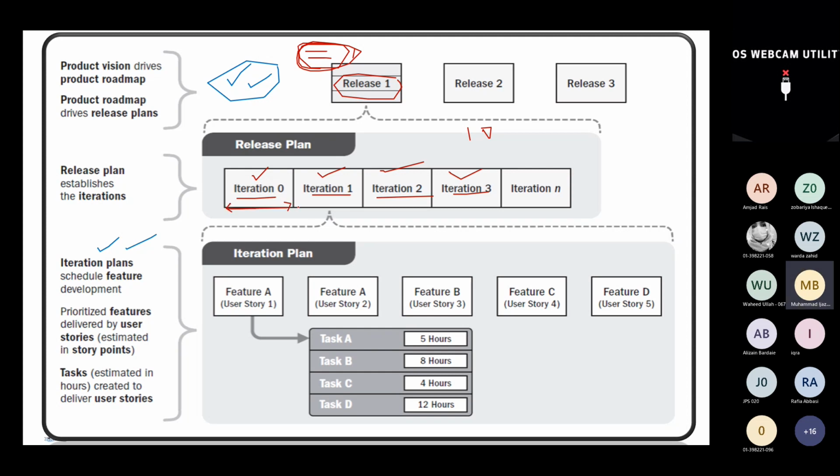Sometimes you use iterations of the same length. I hope increments of the same length, right? I hope you remember that. So based on that, we will plan how many iterations we would have in each of the releases, right? And broadly speaking, at a higher level, in each of the iterations, what all we will produce, right? But then we prepare a detailed iteration plan for each of the iterations.